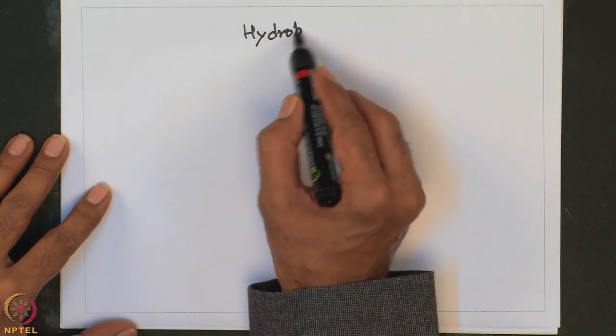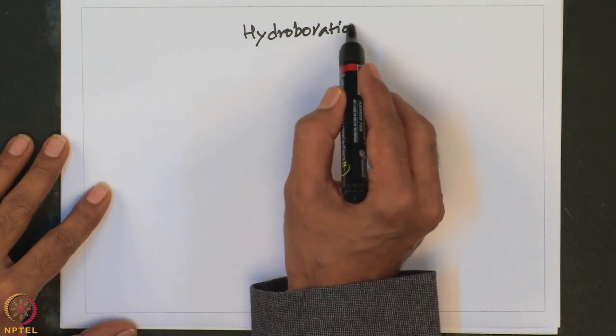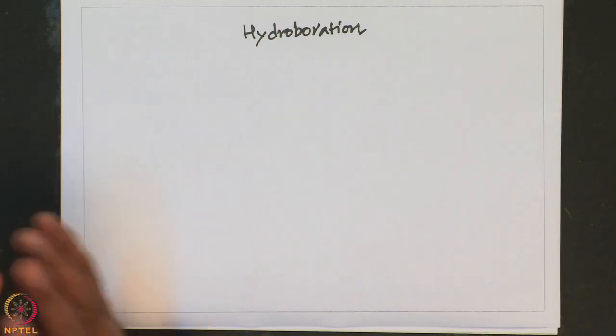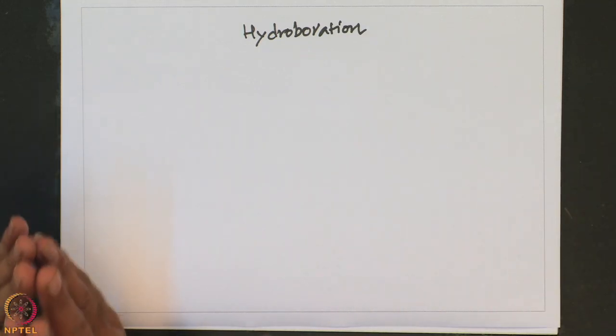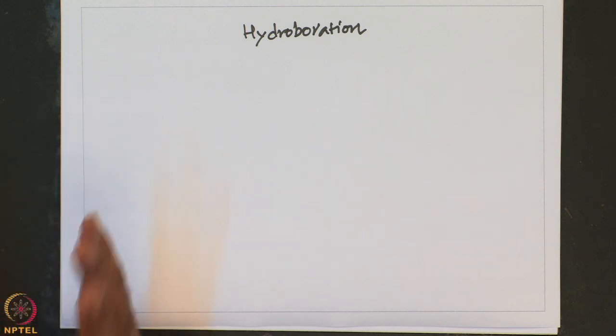Let us look into one more important reaction we come across with boron hydrides, that is hydroboration. Okay. So, hydroboration is nothing but the reaction of diborane with alkenes in ether solvent to produce organoboranes. I repeat again, hydroboration is nothing but the reaction of diborane with alkenes in ether solvent to produce organoboranes. Organoboranes are very useful intermediates in synthetic organic chemistry.